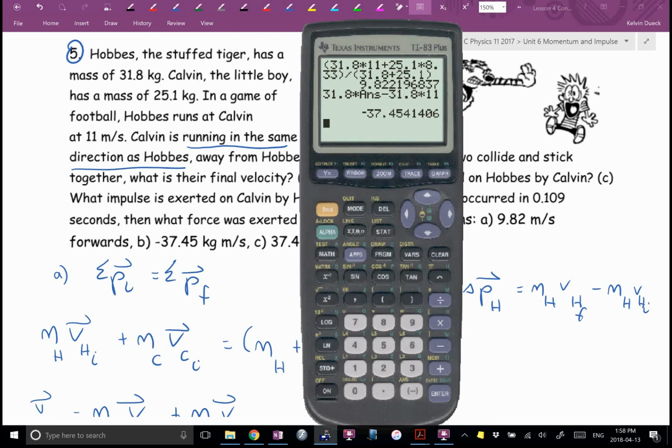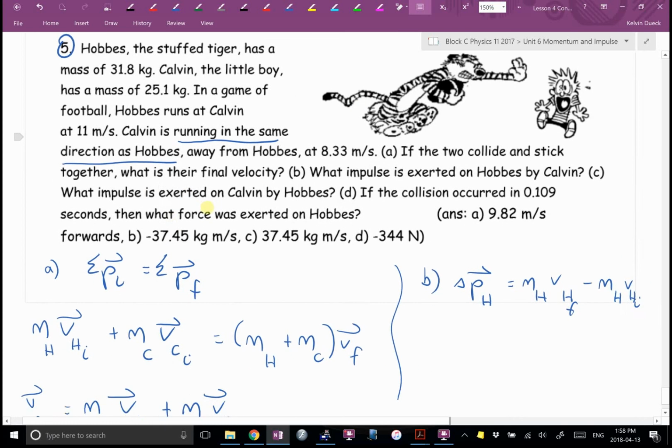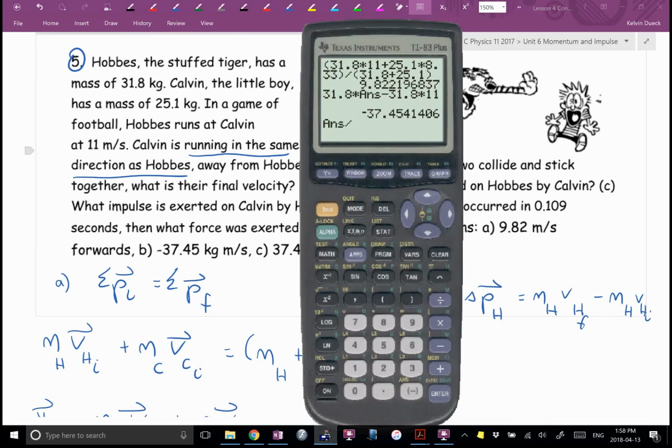What did D want me to find, Chloe? Oh, you didn't open up to? Okay, fine. The force. What did I find in part B and C? Impulse? Hey, is there an equation that has force and impulse in it? There is. It's force times time. I think if I take this number and I divide it by the time, 0.109, there's the force.